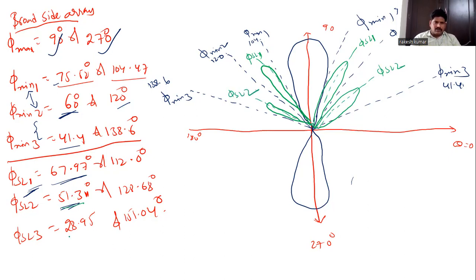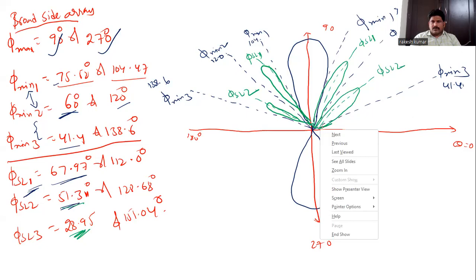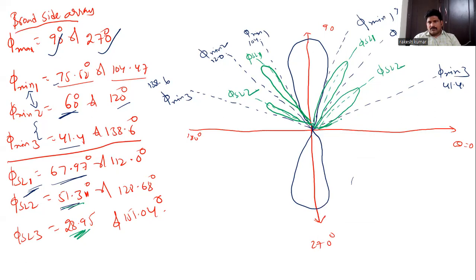Okay, so third side loop. Third side loop level will be in between third minimum and fourth minimum. So this is my third side loop. So this is SL3. Okay. So while you are drawing the side loops also, you want to reduce the amplitude.